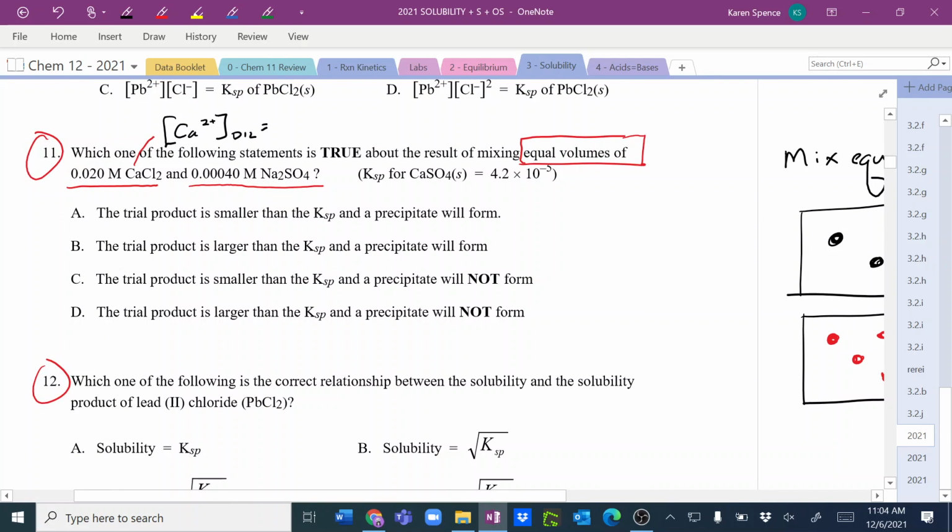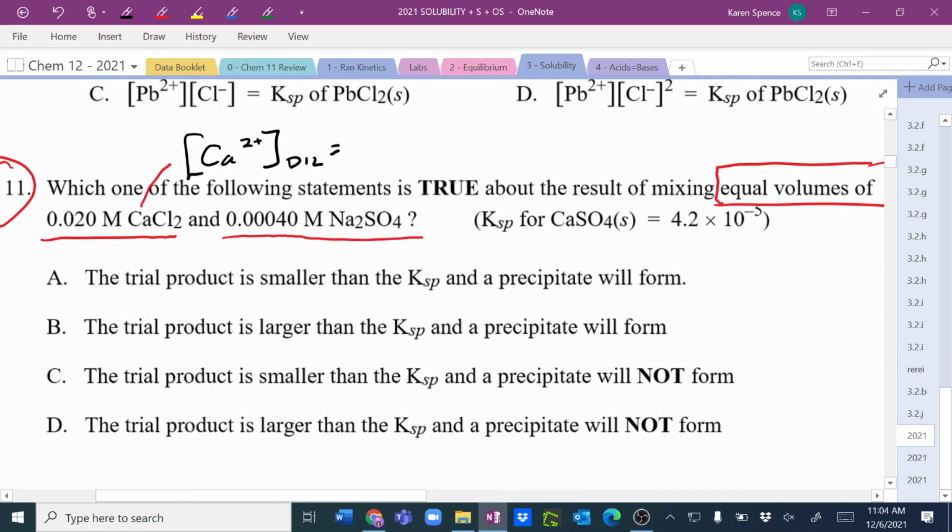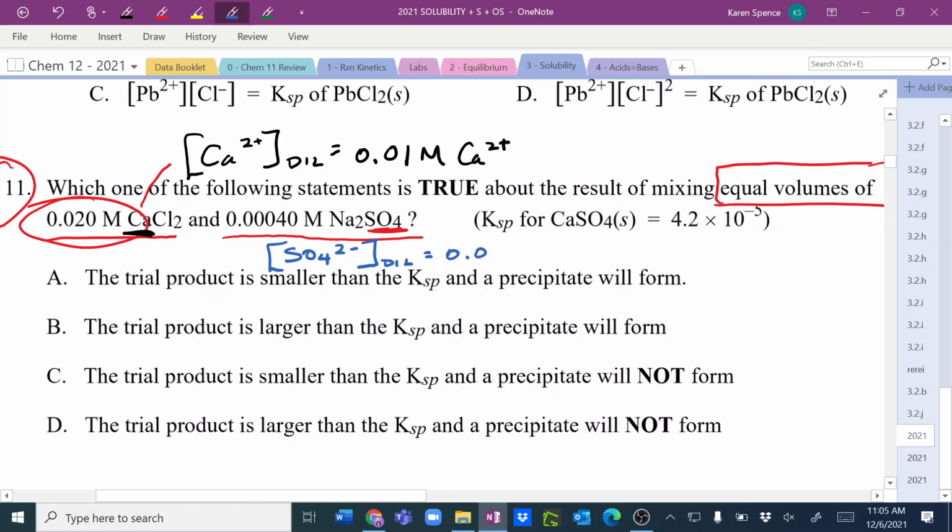Okay, so when we have doubled our volume, we're going to halve this concentration here, and that's going to be 0.01 molar calcium, because there's 1 calcium in calcium chloride. For our SO4 2-, diluted, that's going to be 0.00020 molar.